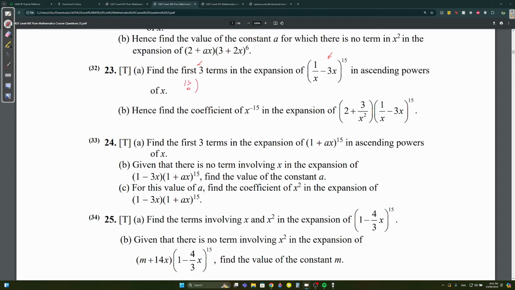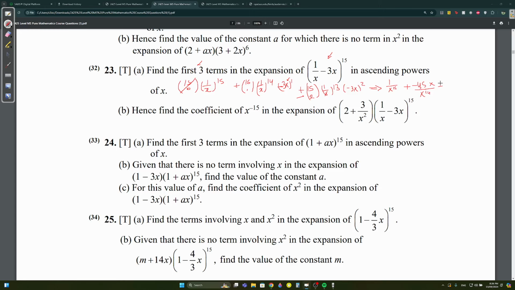Let's start. 15 C 0 times 1 over x to the power of 15, plus 15 C 1 times 1 over x to the power of 14 times minus 3x to the power of 1, plus 15 C 2 times 1 over x to the power of 13 times minus 3x to the power of 2. Let's simplify. It's going to be 1 over x to the power of 15, plus 15 times minus 3 is minus 45, so minus 45 over x to the power of 14, and up we have x. This is x here, and this is x to the 14. We can cancel. I'll leave that for later.